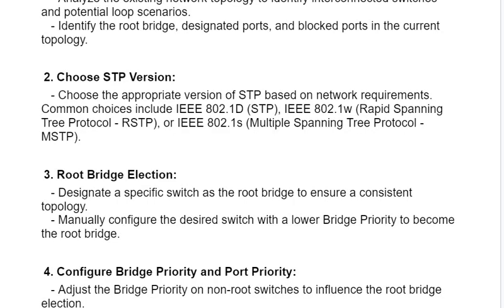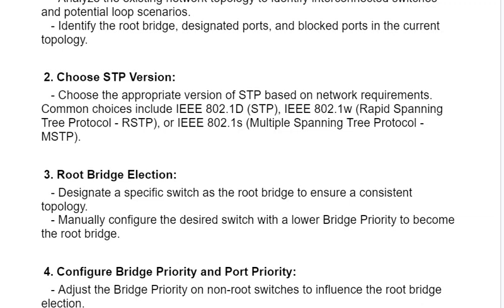Our second solution is choose STP version. Choose the appropriate version of STP based on network requirements. Common choices include IEEE 802.1d STP, IEEE 802.1w Rapid Spanning Tree Protocol (RSTP), or IEEE 802.1s Multiple Spanning Tree Protocol (MSTP).